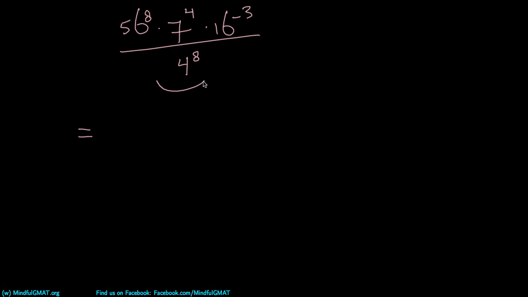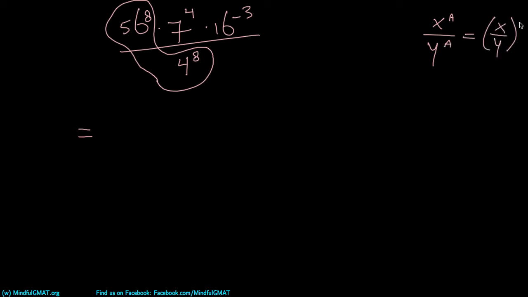First, what you can do is simplify this 56 to the power 8 divided by 4 to the power 8, because we have this exponential rule that x to the power a divided by y to the power a is simply x divided by y to the power a. So this would just become 56 divided by 4, which is 14 to the power 8. So it just simplifies to 14 to the power 8. And the rest you just copy: 7 to the power 4 times 16 to the power minus 3.